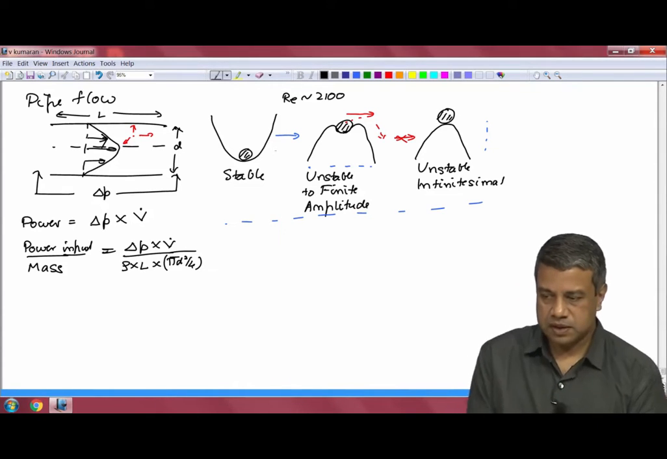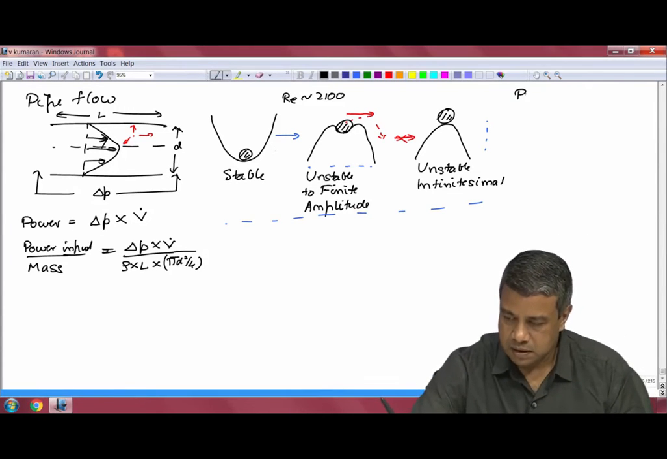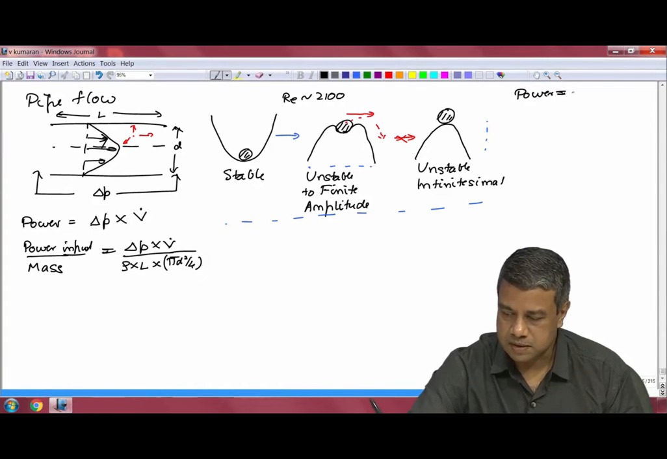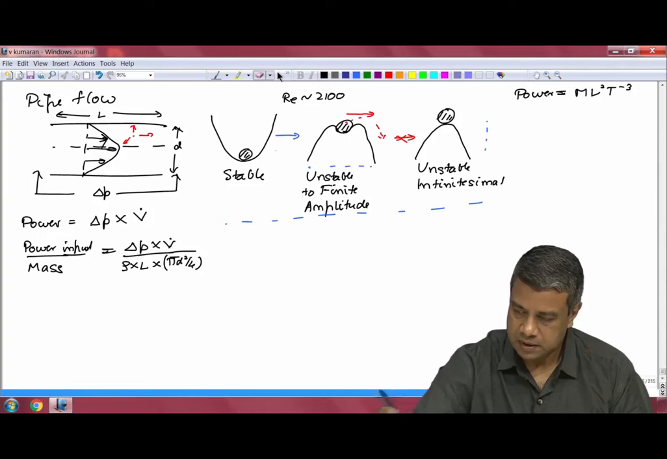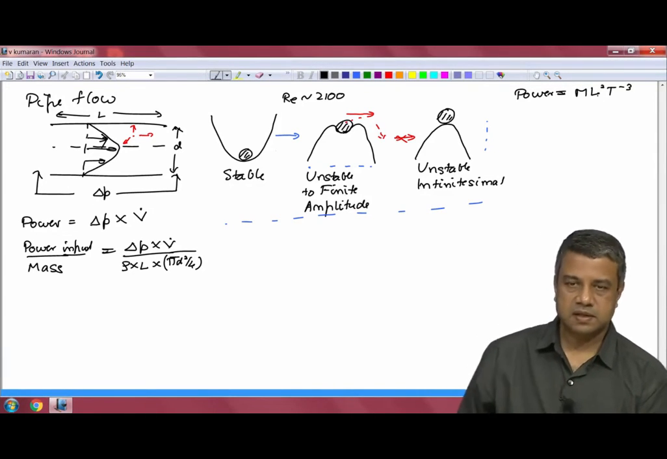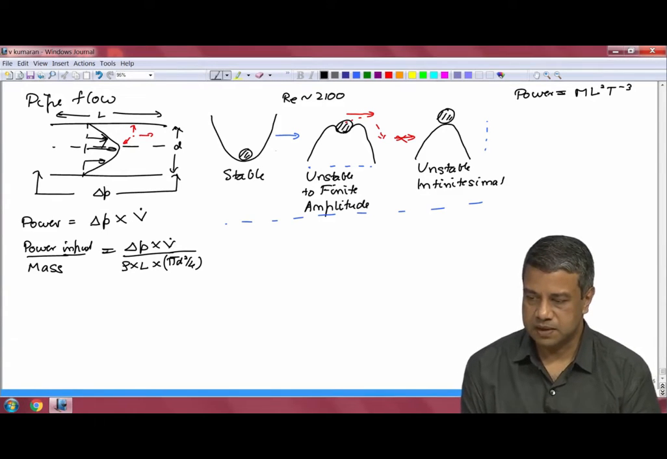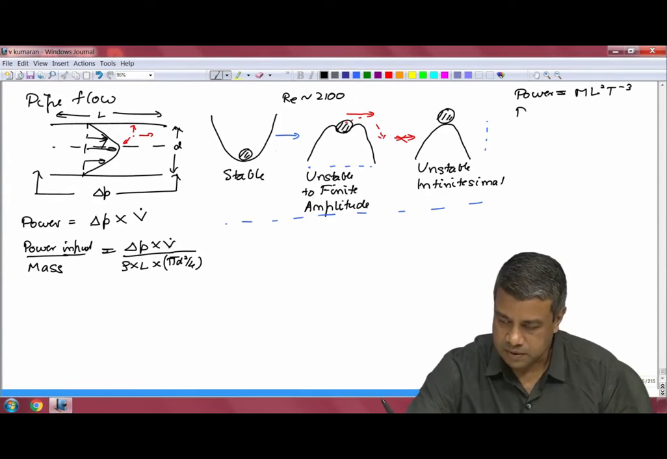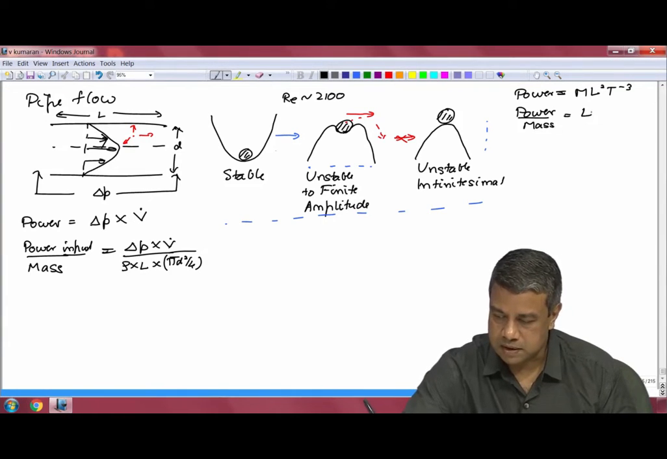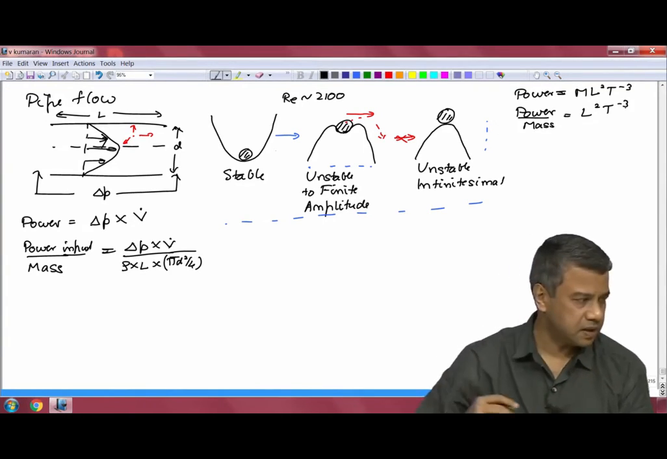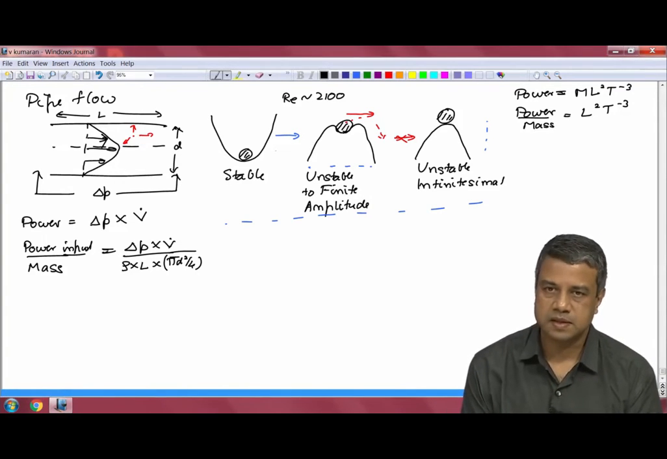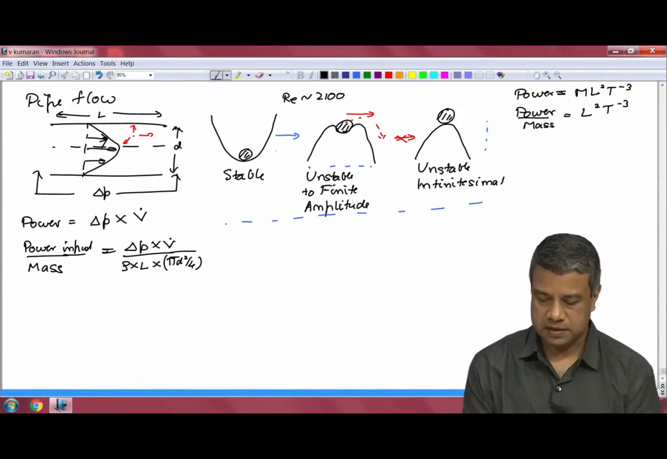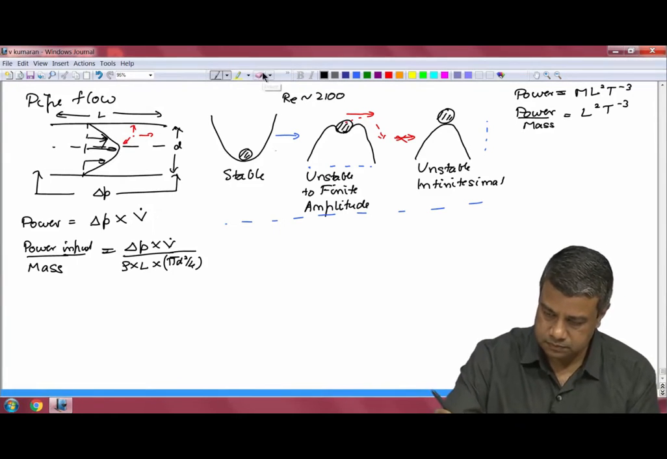Note that power has dimensions mass, length square, T power minus 3. Power is energy per time, energy is force into distance. So, from that you get m L square T power minus 3. Therefore, the power per unit mass is equal to L square T power minus 3. So, there is the expression for the power per unit mass. It has dimensions of length square T power minus 3.